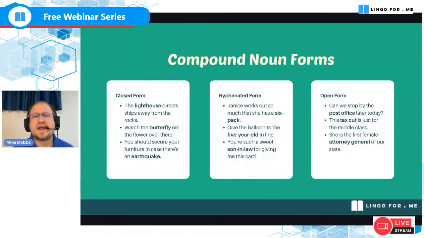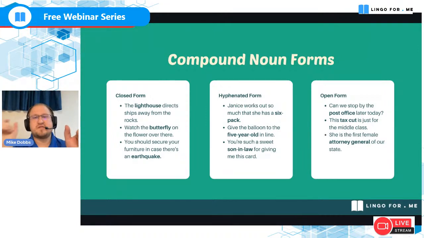So we have the lighthouse directs ships away from the rocks. So the lighthouse, it's lighthouse, and I have the compound words in bold. So they're darker letters, so you can see them just to make sure you can follow along. So light and house together, and that keeps the ships away from the rocks. So you'll see it on the coast or where the land meets the water. And that's to let ships know at night. It's a light that shows them there's land here. Don't come too close.